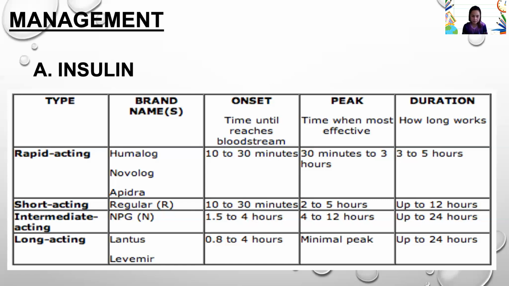Ang long-acting, example niyan is Lantus and Levemir. Ang onset niya is 0.8 to 4 hours. So, matagal siya mag-effect. Minimal peak and hanggang whole day siyang ang duration niya sa katawan. So, ang very important lang dito is rapid acting and short acting. Make sure na yung food ay available na sa bedside before kayo magbigay ng insulin. And always remember na ang insulin bago ibigay, you should check first the blood sugar or the CBG or POCT of your patient.